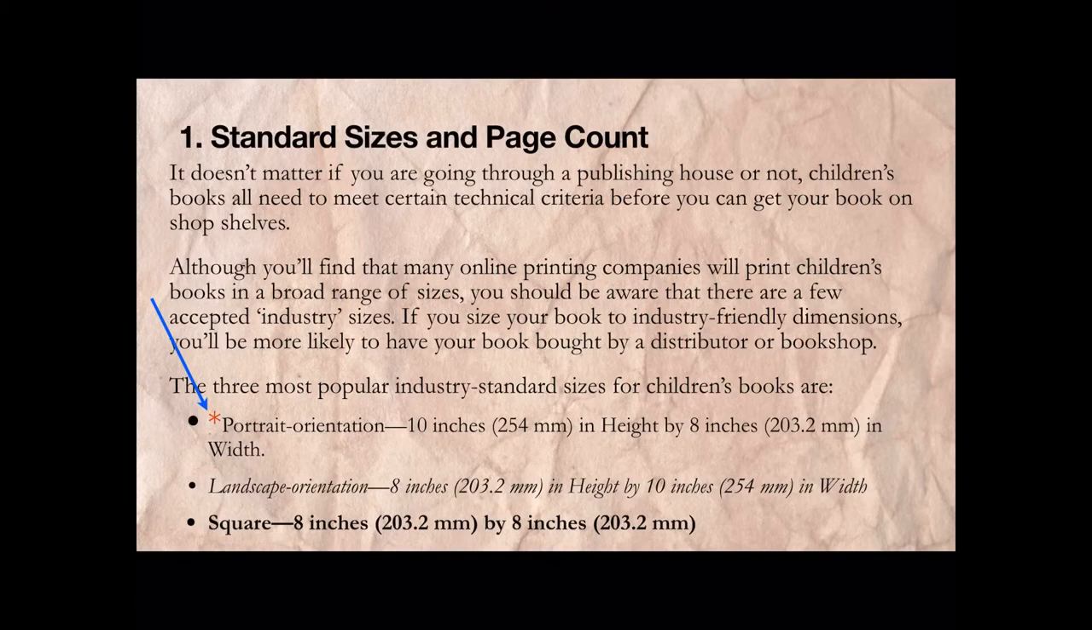If you size your book to industry-friendly dimensions, you'll be more likely to have your book bought by a distributor or bookshop. And the three most popular sizes for children's books are portrait, 10 inches by 8 inches, the landscape orientation, the reverse of that, 8 inches by 10 inches, and a square format, 8 inches by 8 inches.